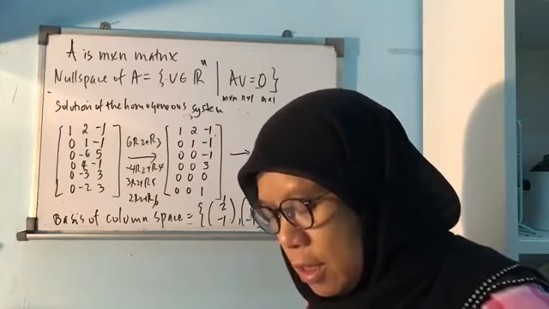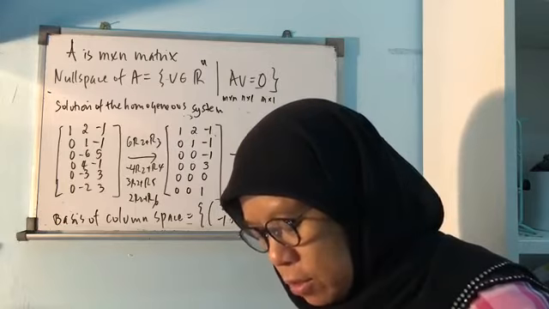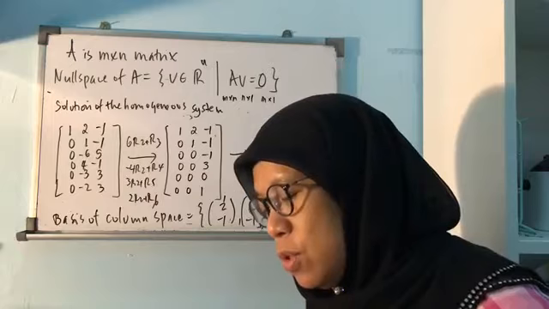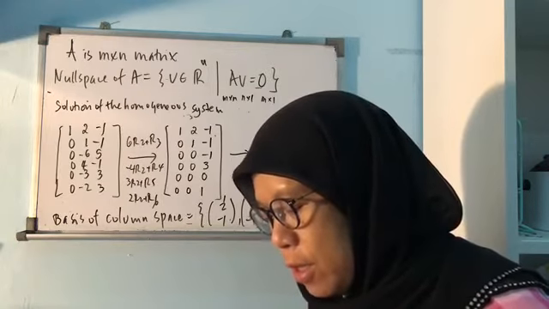Sekejapnya. Okay, go through example 3.39. You go through it yourself because this is chapter 2. This is chapter 2, solution of homogeneous system. Yeah. Okay.